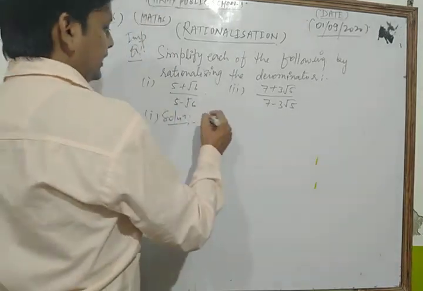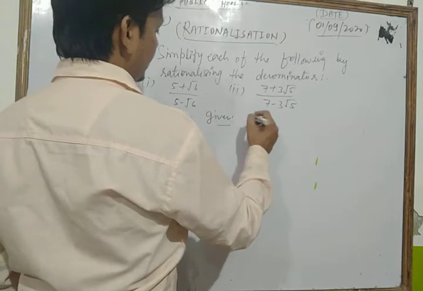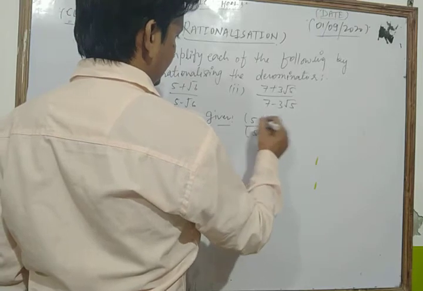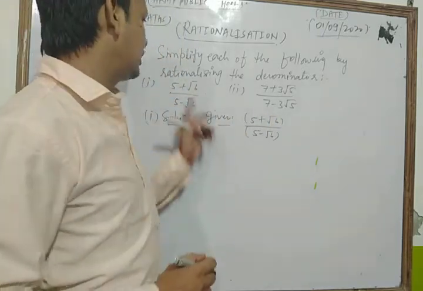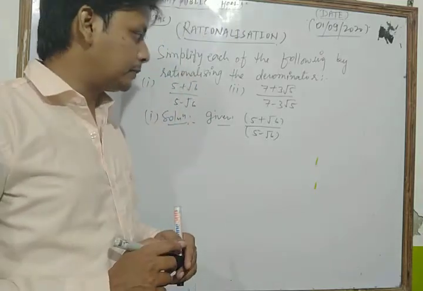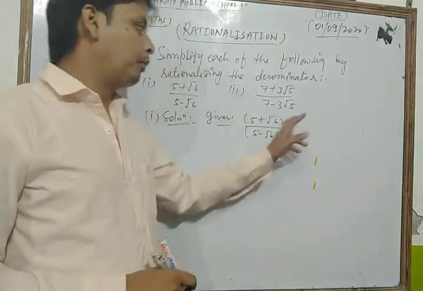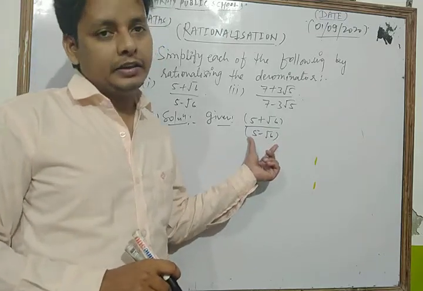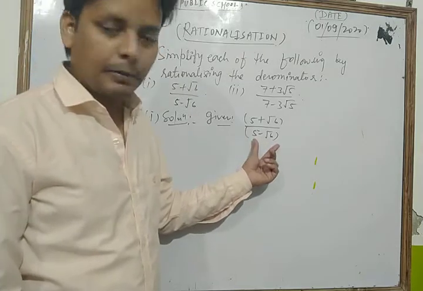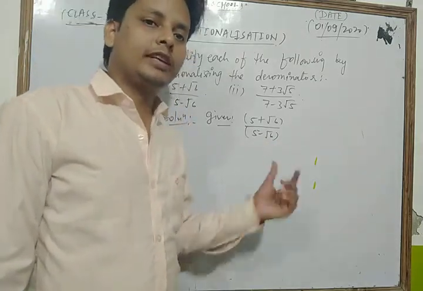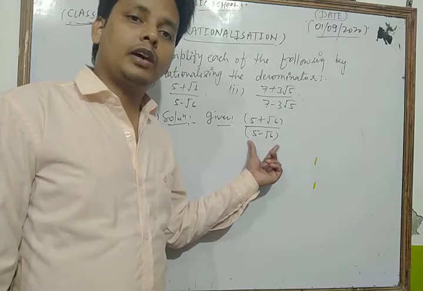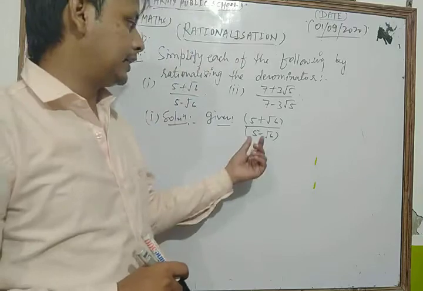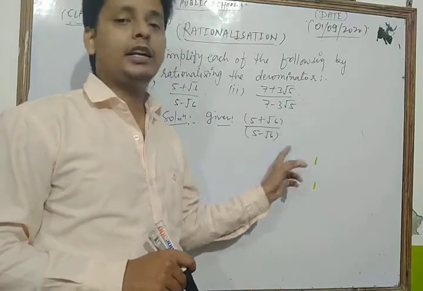Dear student, first of all you write the given question. We have 5 plus root 6 upon 5 minus root 6. Dear students, in rationalizing the denominator, the first step is we must multiply both the numerator and denominator by the conjugate of its denominator. Here the denominator is 5 minus root 6, so its conjugate will be 5 plus root 6. So we must multiply by 5 plus root 6 in both the numerator and denominator.